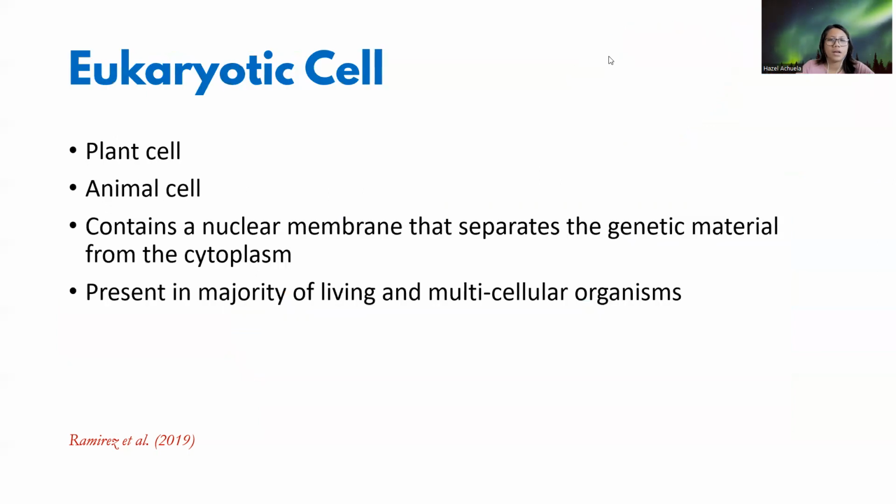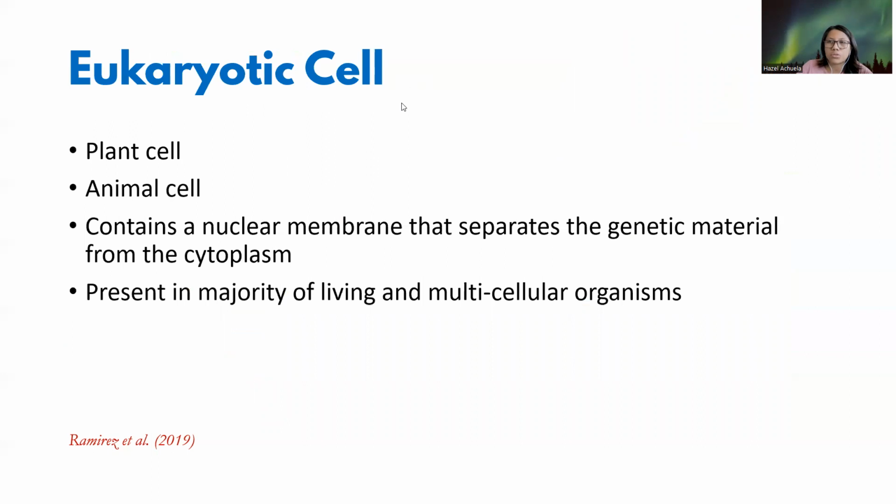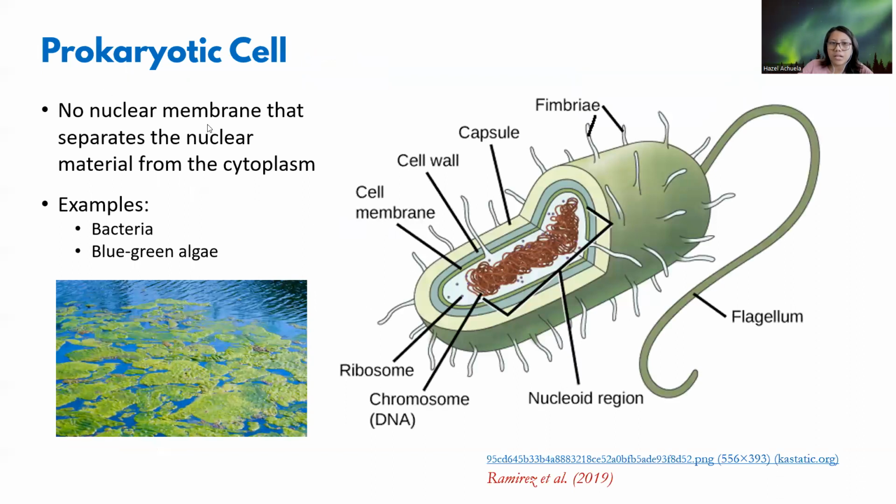Next. We have here a eukaryotic cell. When we say eukaryotic cell, this is the type of cell present in eukaryotes or multicellular organisms. And we have the prokaryotic cell, which is the type of cell present in prokaryotes. For the eukaryotic cell examples, we have plant cells, animal cells, and these cells contain a nuclear membrane or what we call the nuclear envelope. So, that is the difference between the eukaryotic cell and the prokaryotic cell. In the prokaryotic cell, you cannot see a nuclear envelope or a nuclear membrane.